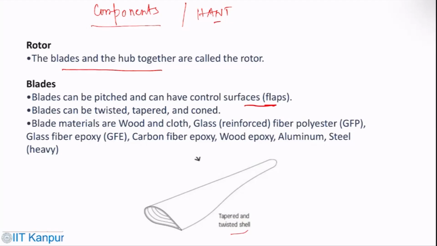Blade materials are wood and cloth, glass reinforced fiber polyester, fiber epoxy, carbon fiber epoxy. Aluminum and steel could be very heavy, and whenever we talk about this kind of thing, we don't want them heavy. We have already seen that with increasing power capacity, our blade size or rotor diameter is increasing, so we do not want very heavy material there.